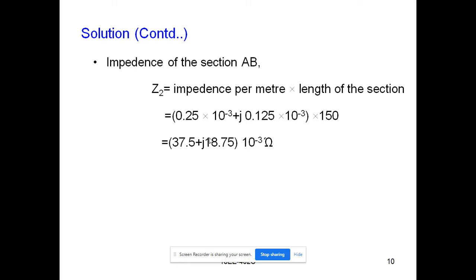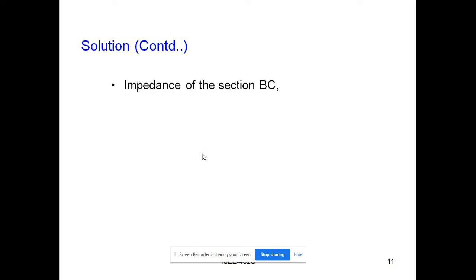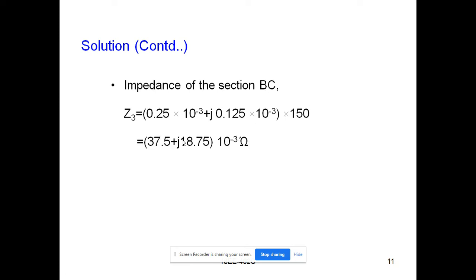On multiplying this, we get 37.5 plus J 18.75 into 10 to the power of minus 3 ohms. And the next section is the BC section. So we have to find the impedance of section BC, which is nothing but Z3, equal to the resistance plus reactance into the length of section BC, which is 150. On multiplying this, we get 37.5 plus J 18.75 into 10 to the power of minus 3 ohms.